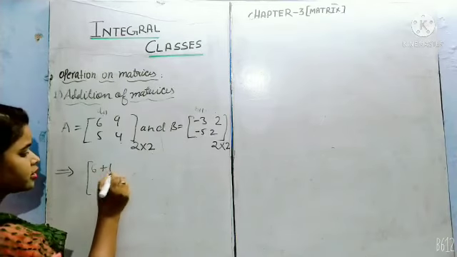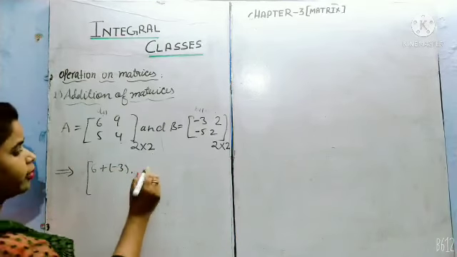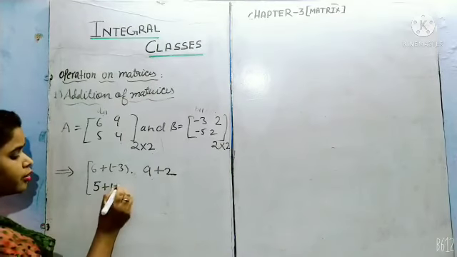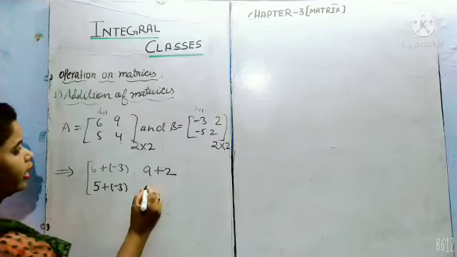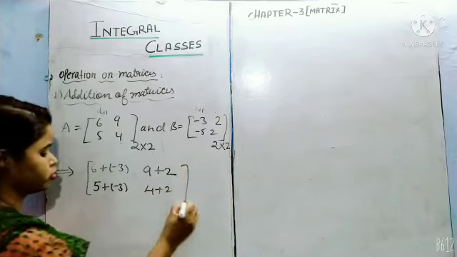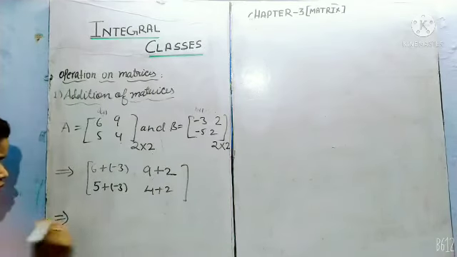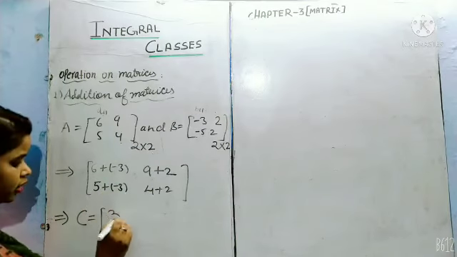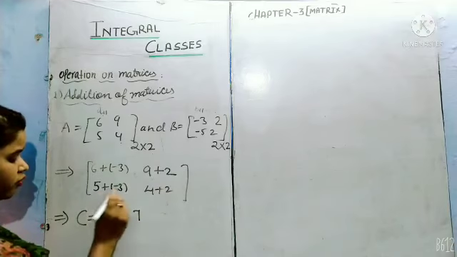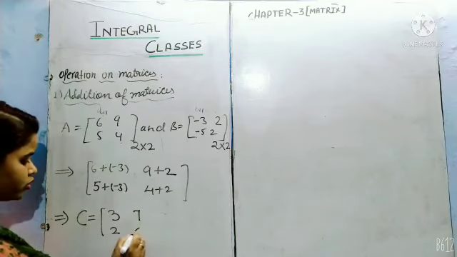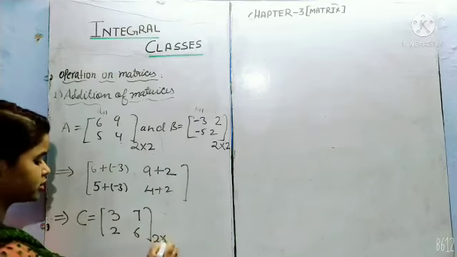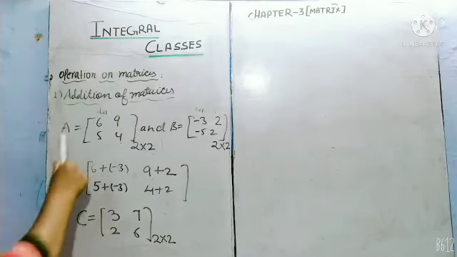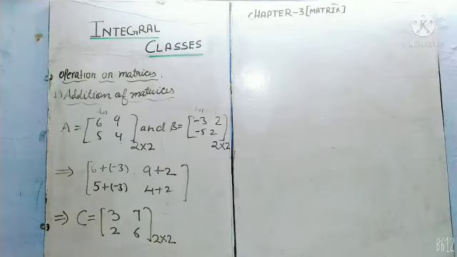6 plus -3 are the corresponding elements, 9 plus 2, 5 plus -3, and 4 plus 2. So now we get a matrix C: 6 minus 3 is 3, 9 plus 2 is 11, 5 minus 3 is 2, and 4 plus 2 is 6. This matrix is also of order 2 cross 2. So students, this is the addition of two matrices.